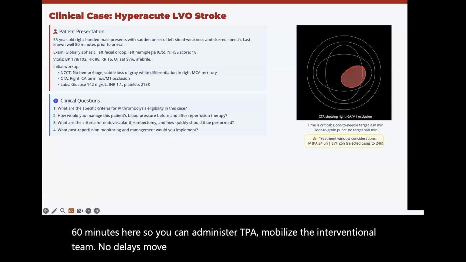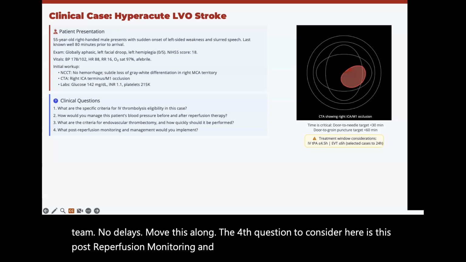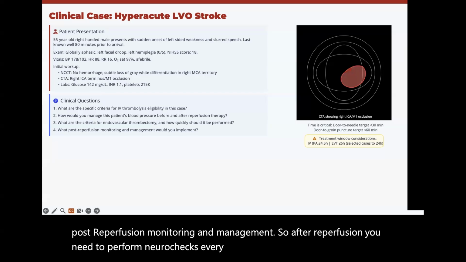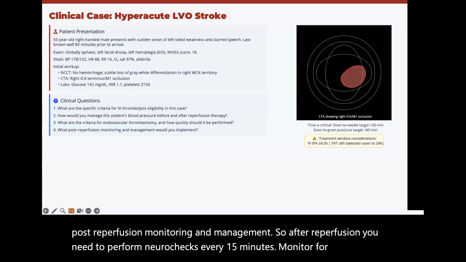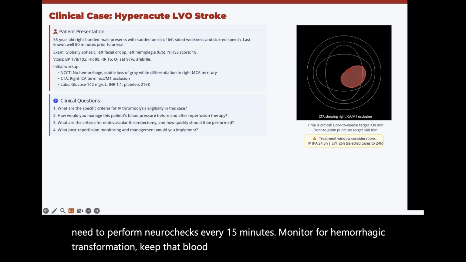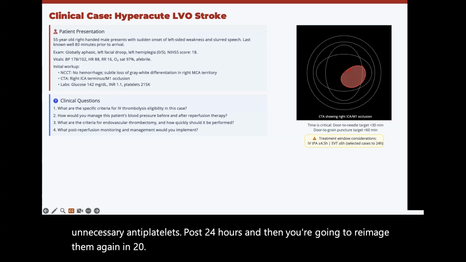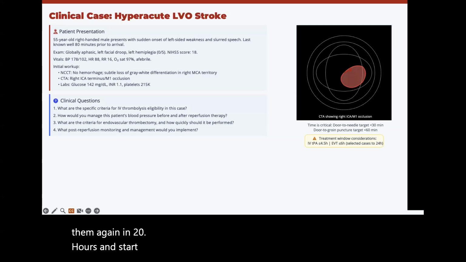The fourth question to consider here is post-reperfusion monitoring and management. So after reperfusion, you need to perform neurochecks every 15 minutes, monitor for hemorrhagic transformation, keep that blood pressure controlled, and avoid any unnecessary antiplatelets for 24 hours. And then you're going to re-image them again in 24 hours and start that high intensity statin. And then eventually early rehab, swallow evaluation, and discharge planning.